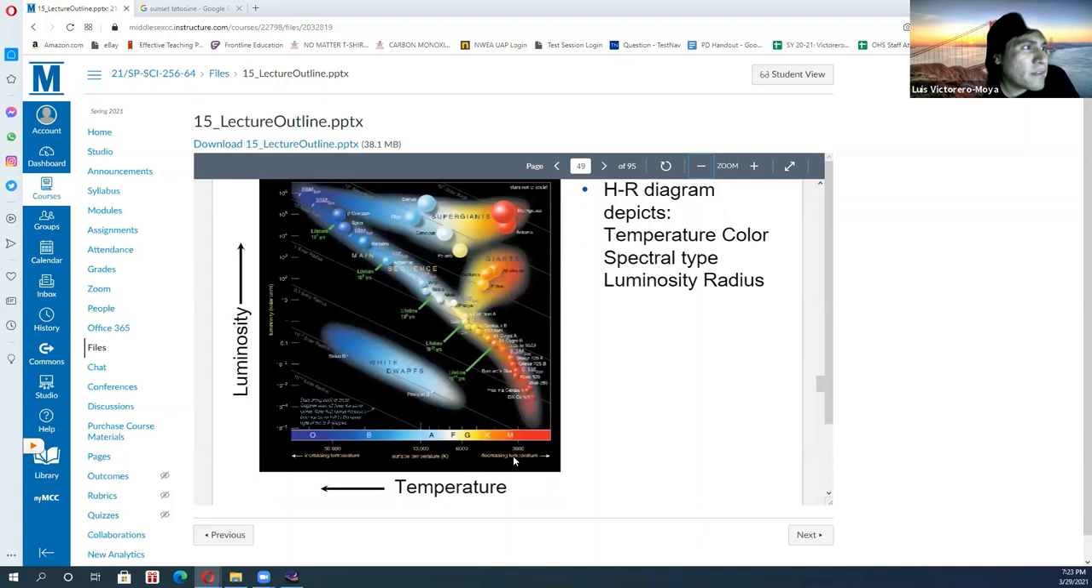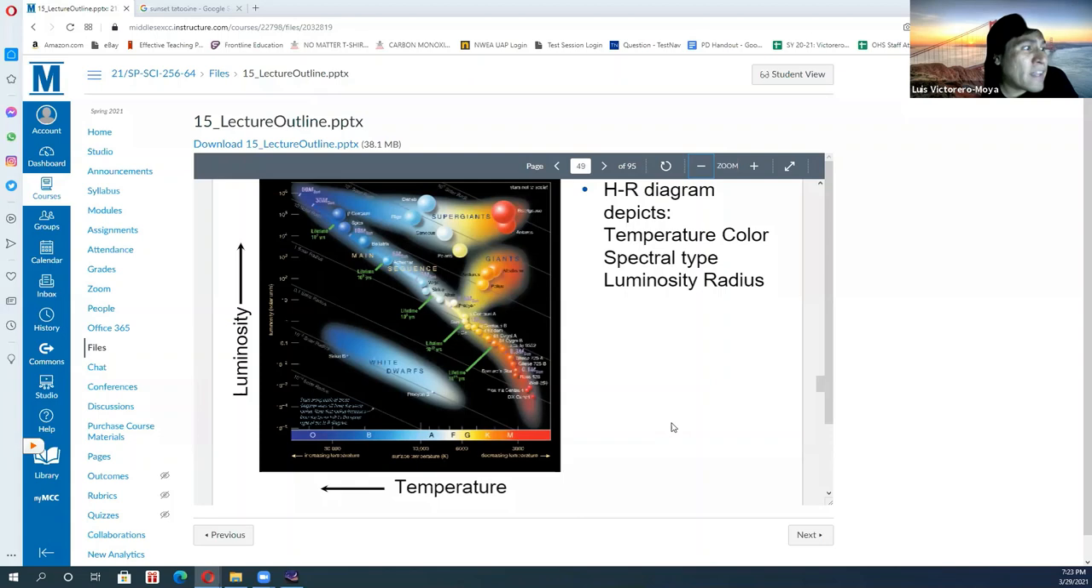So in the H-R diagram, we can also depict color, spectral type, luminosity, and radiuses. We can get a lot of information from these.